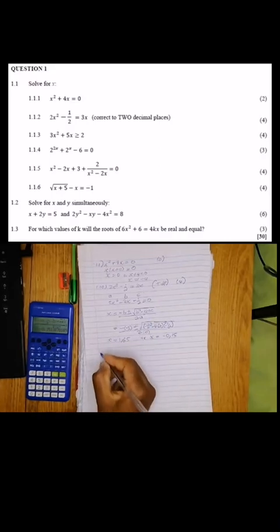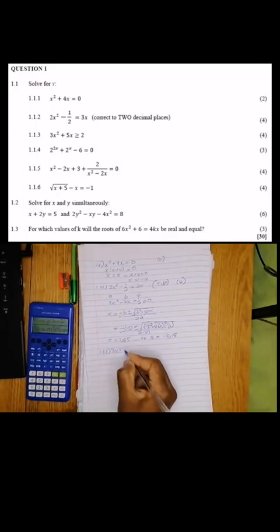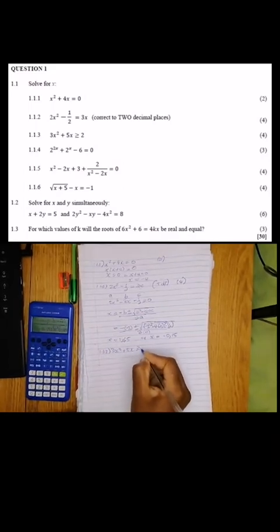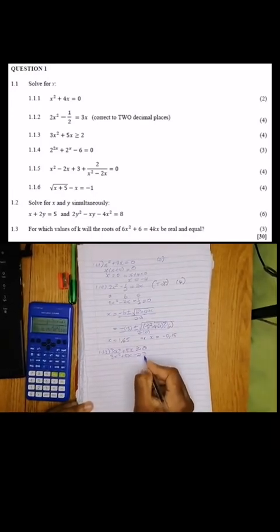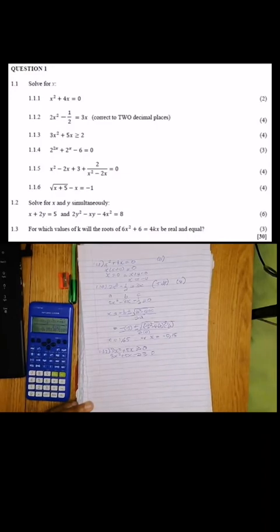So for 1.1.3, we have 3x squared plus 5x is greater than or equal to 2. So now we can see there, guys, we have an inequality sign. So what do we do in this case? We need to put this equation in the correct sequence, right? So you'll have 3x squared plus 5x minus 2 is greater than or equal to 0. Now you look for your critical values. So in this case, you're going to open up 2 brackets, right? Which now you find your factors. You'll have 3x, close bracket, open bracket, x, close, is equal to 0.